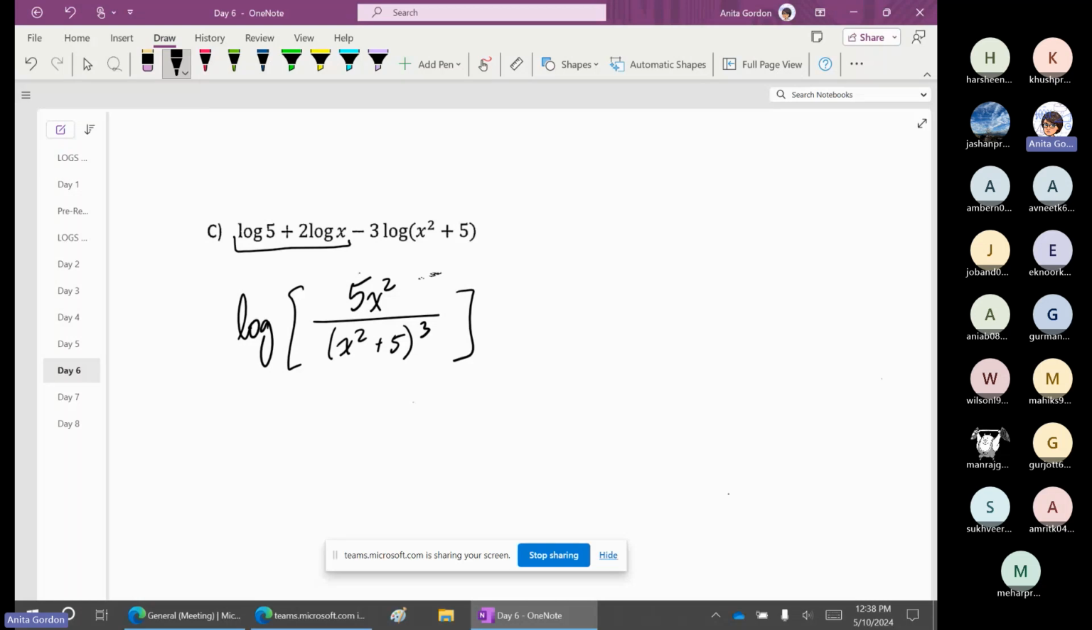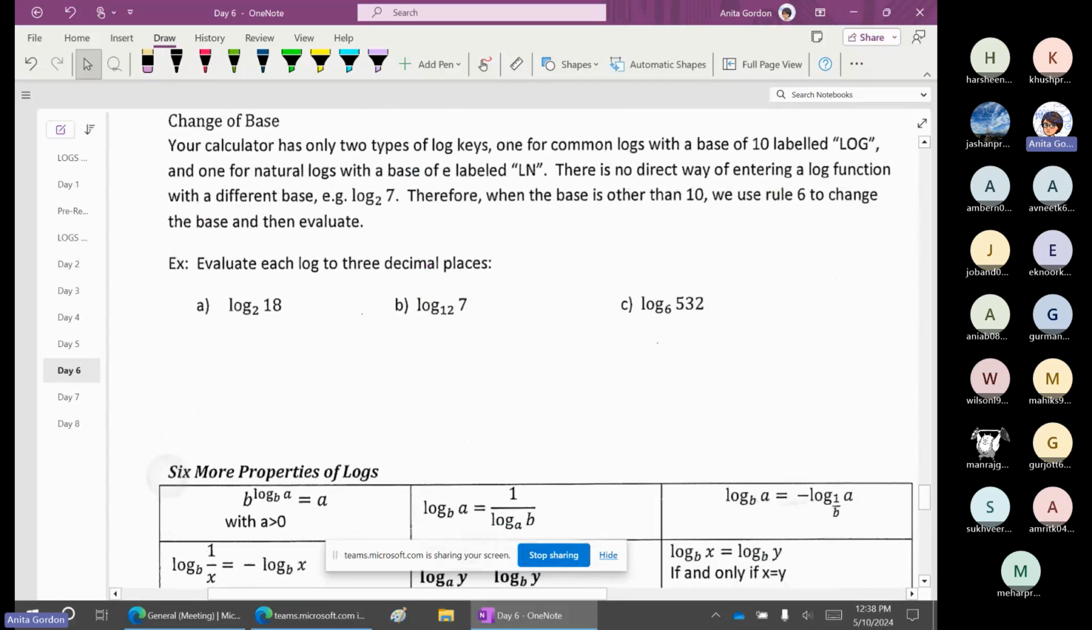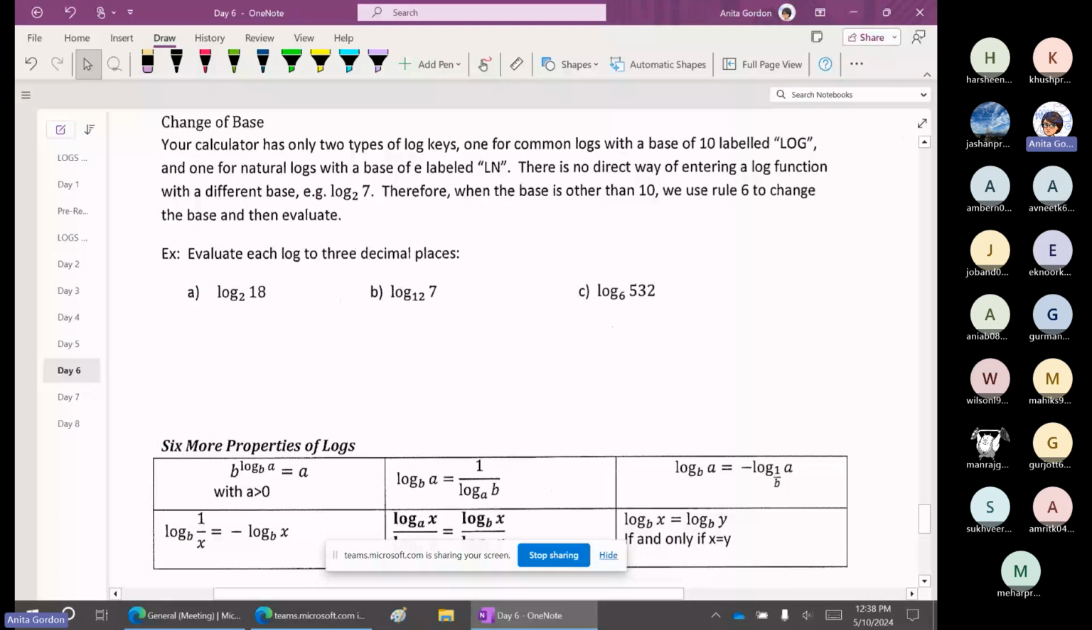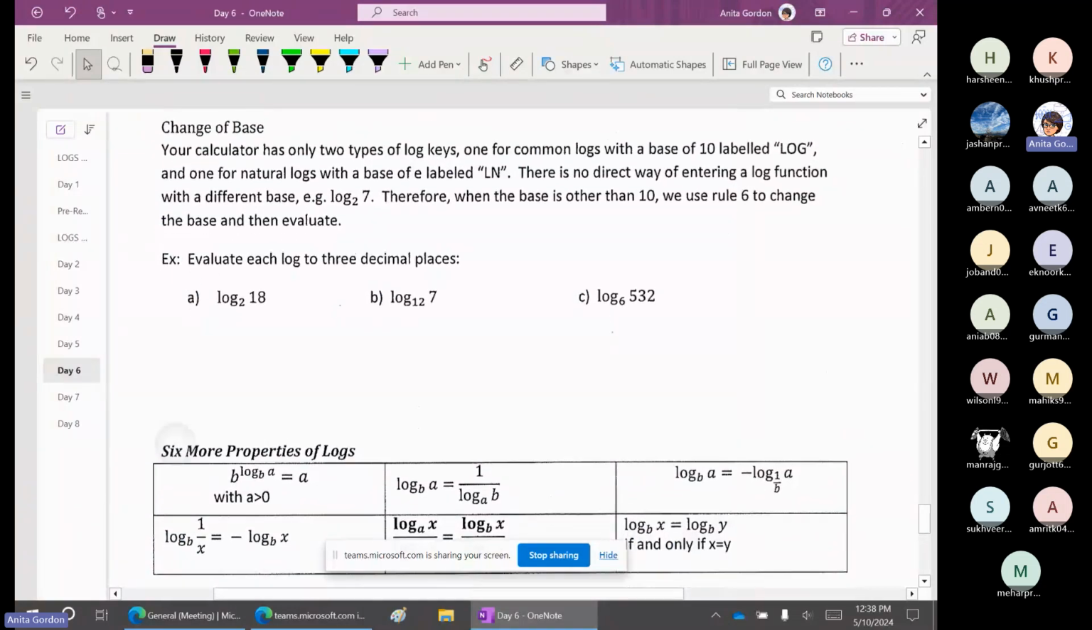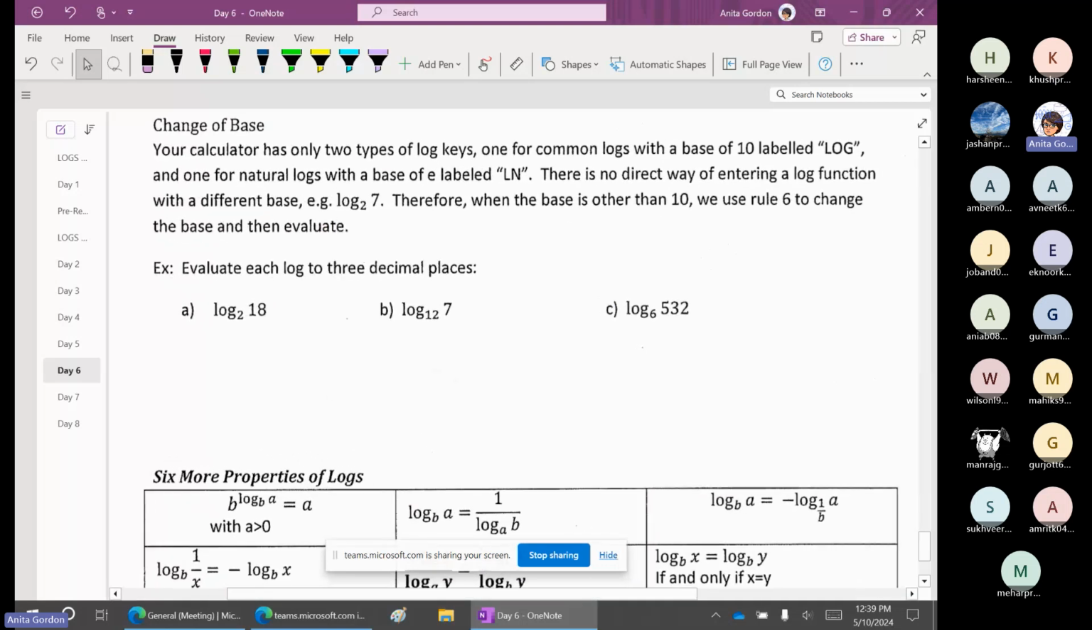Okay. You're good? Flip the page. I don't know. Check the calendar. Yes, next Tuesday. Okay, change of base.